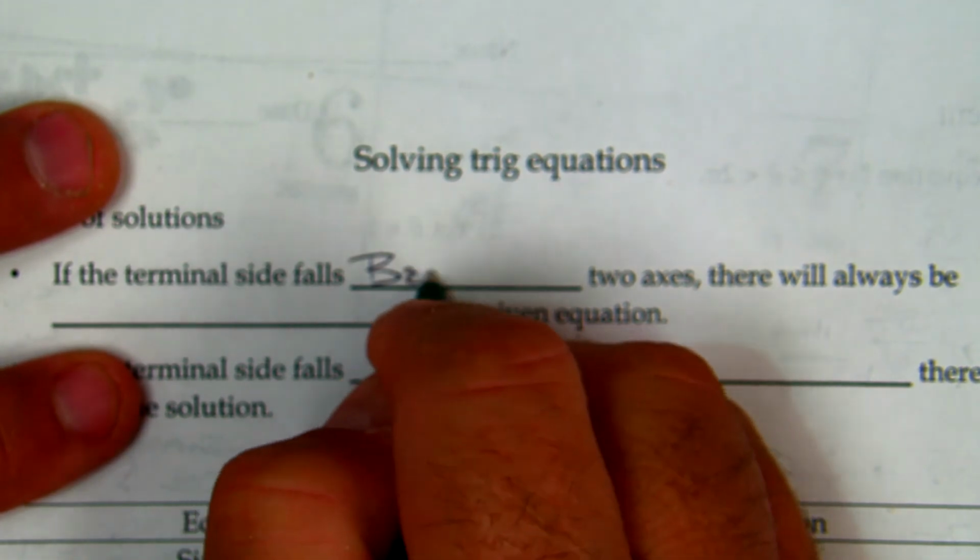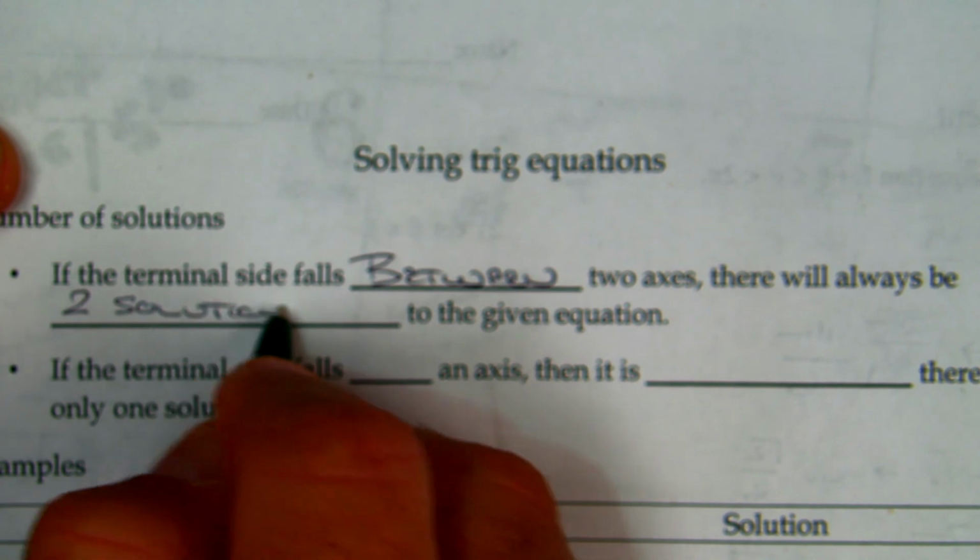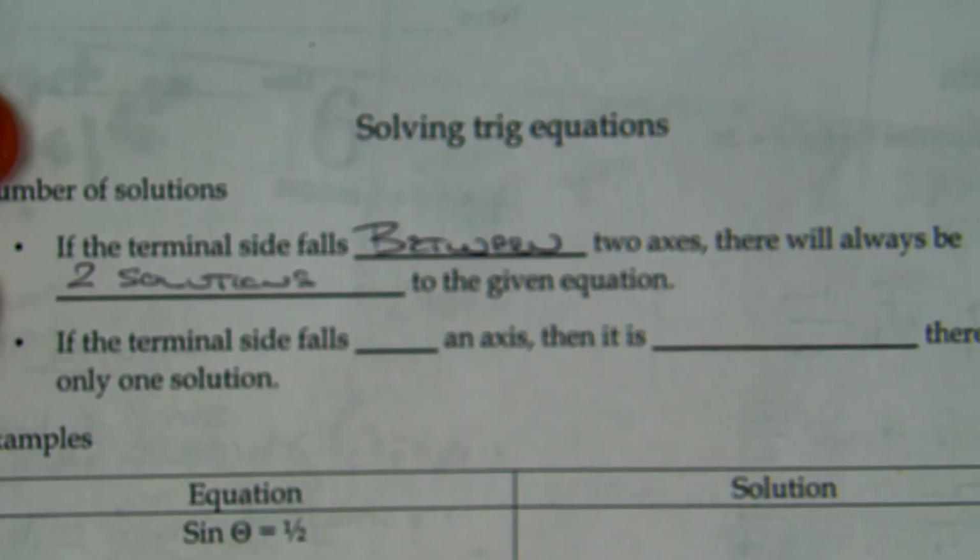Okay, so today we are going to talk about solving equations. And the first thing you've got to figure out is how many solutions something has. If the terminal side falls between two axes, so it doesn't fall on either the x or the y, there will always be two solutions to the given equation, as long as they don't give you restrictions. We'll talk more about that tomorrow.